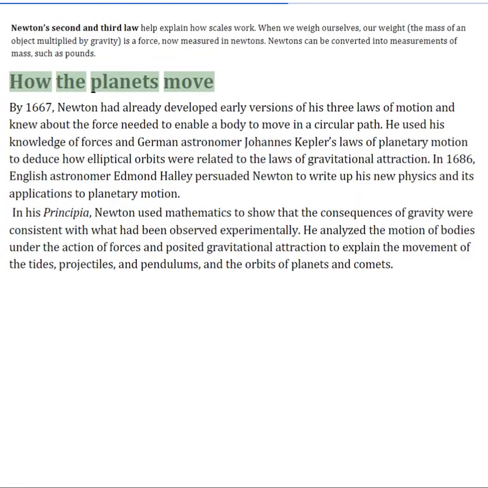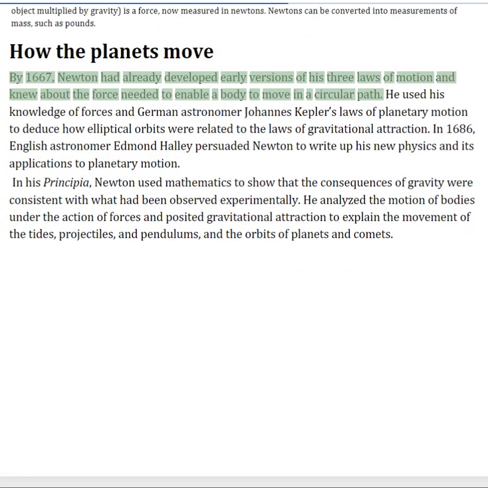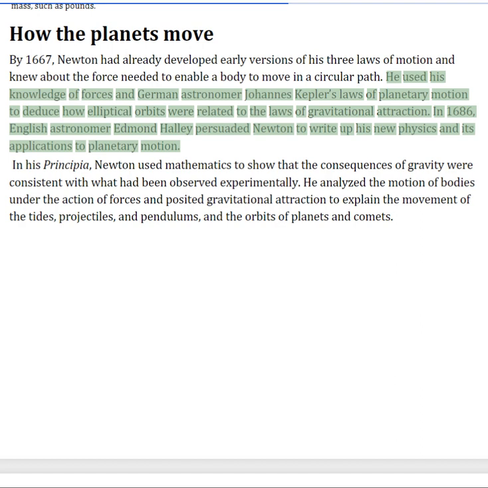How the planets move. By 1667, Newton had already developed early versions of his 3 laws of motion and knew about the force needed to enable a body to move in a circular path. He used his knowledge of forces and German astronomer Johannes Kepler's laws of planetary motion to deduce how elliptical orbits were related to the laws of gravitational attraction.